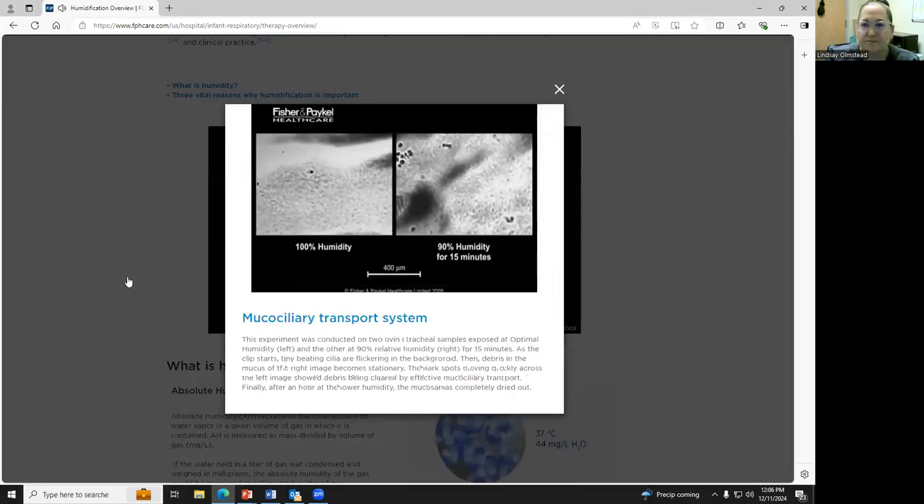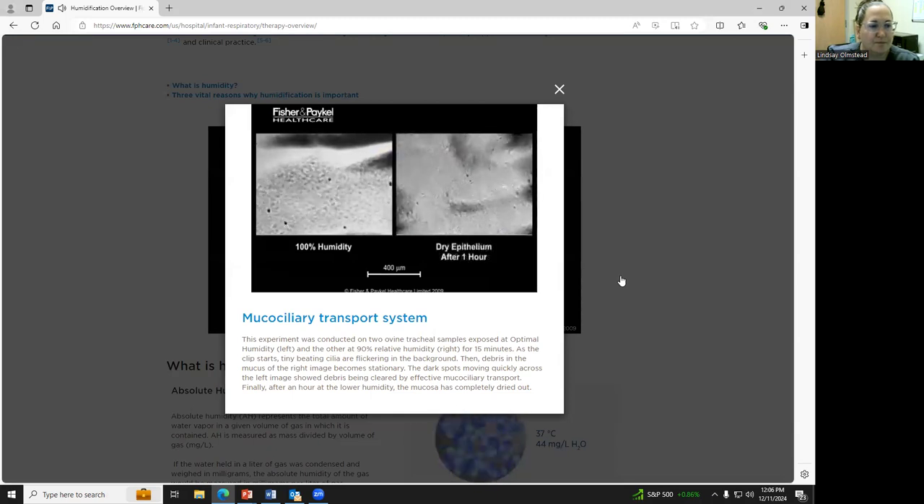As the clip starts, the right trachea has been exposed to a constant airflow at lower humidity for 15 minutes. Although you can see tiny beating cilia flickering in the background of both clips at this stage, debris in the mucus of the right clip is stationary. Mucus transport is essential to stop. The dark spots moving quickly across the left clip now show debris being cleared by effective mucociliary transport. After only an hour at the lower humidity, the mucus layer at the right is completely dried out.